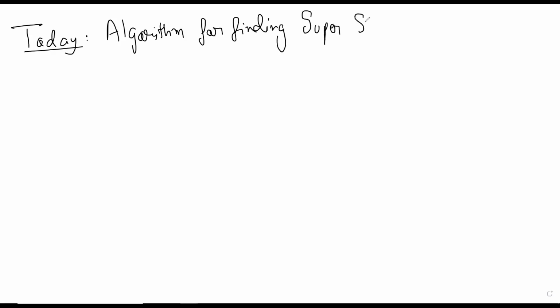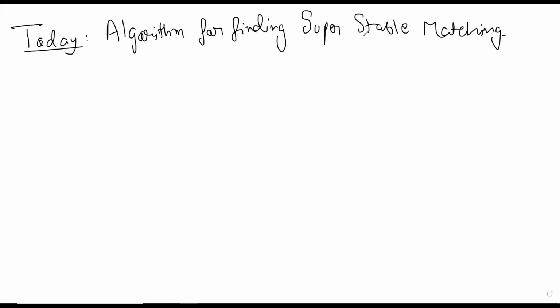Let me be more precise. To say it more precisely, I plan to discuss the algorithm for finding a super stable matching. I'll obviously define what these things mean. Super stable matching. Okay, so that is the context.